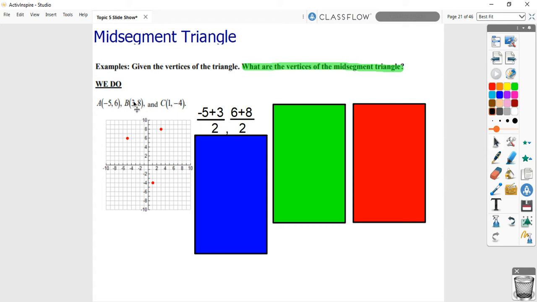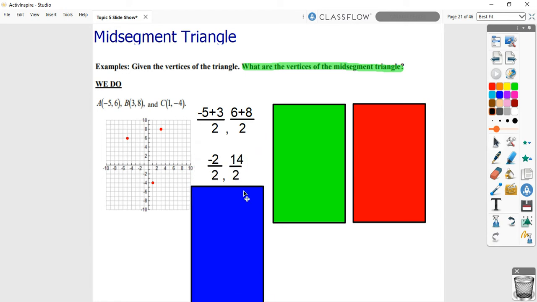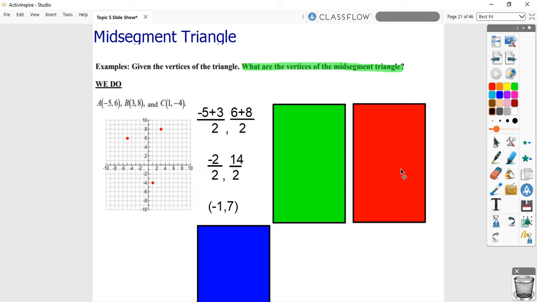In between point A and point B, we've got x values of -5 and 3, so we add them together, divide by 2. We've got y values of 6 and 8, add together, divide by 2. All of this simplifies down to give us a point of -1 and 7. So let's mark that as a midpoint, -1, 7. I'm going to use a different color. That is our first midpoint that we're dealing with.